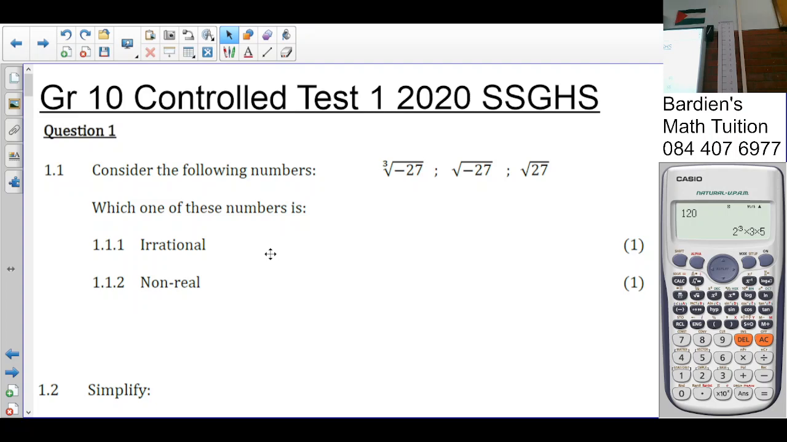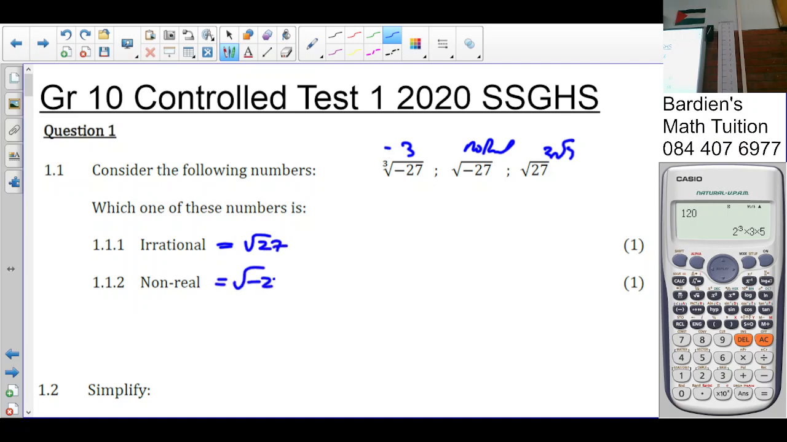So in 1.1, they've given, consider the following numbers. The cube root of negative 27 is negative 3. The square root of any negative number is non-real or imaginary. The square root of 27 is 3 root 3, and this is irrational. So the question says, which of these numbers is irrational? Of course it's going to be the square root of 27. Non-real is going to be the square root of negative 27. We must give it from the listed numbers. We can't say 3 root 3 as a solution there.